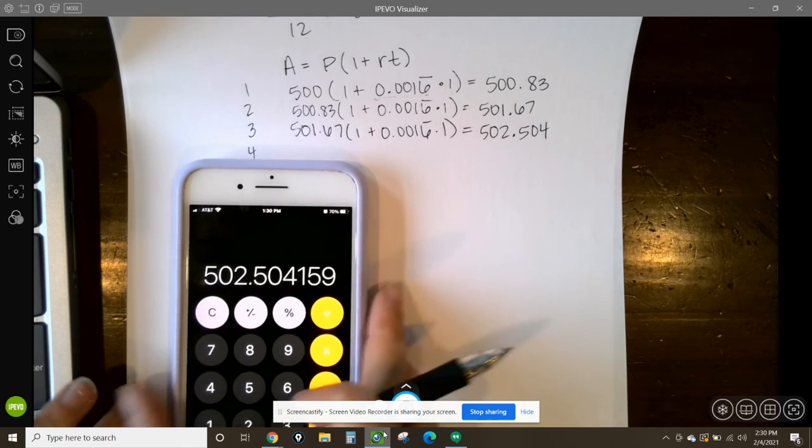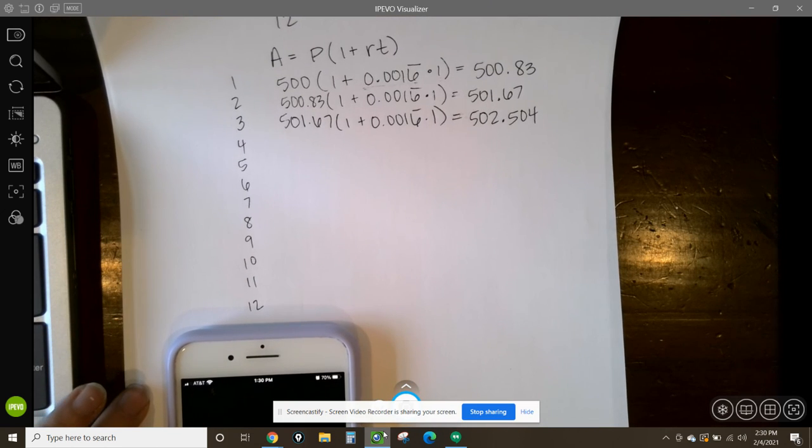So you're going to do that. You have to do that 12 times because it's compounded monthly for a year. But once you get in a rhythm, it's not that bad.